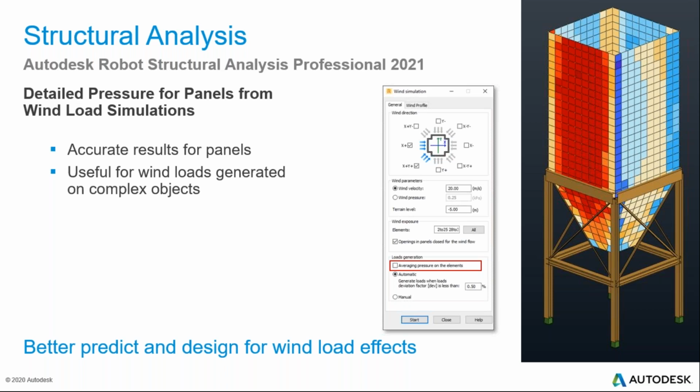If you opt not to apply the average load, you will obtain a detailed picture of how the pressure will be distributed. This is particularly useful for wind loads generated on complex objects. With more detailed pressure results, structural engineers can better predict and design for wind load effects, thus avoiding potentially costly design changes.